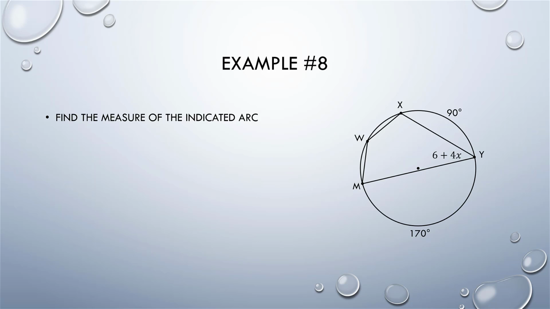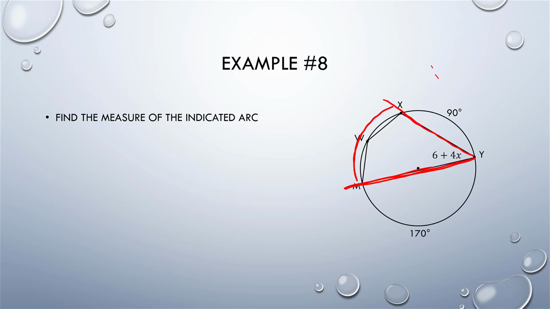So here's a different one. This one has an algebraic expression, but we're going to have the same premise. So the first thing we're going to do is identify the inscribed angle and the intercepted arc. So let's trace out our angle and that's going to be angle Y because that has an algebraic expression associated with it. And so this would be my intercepted arc. MX is my intercepted arc.